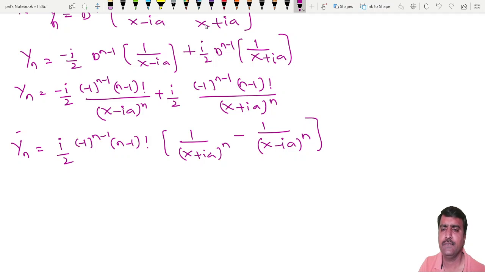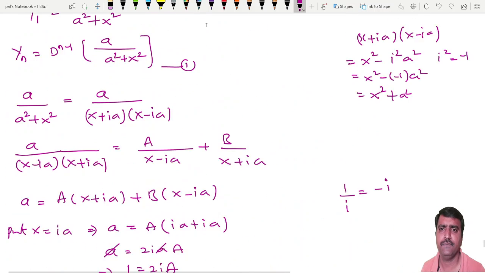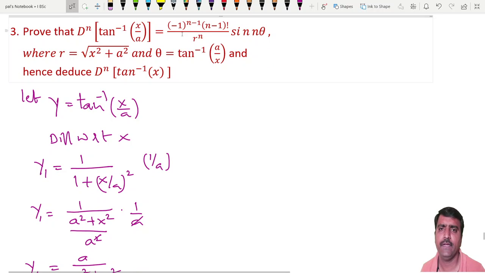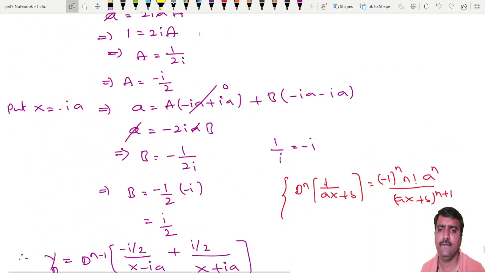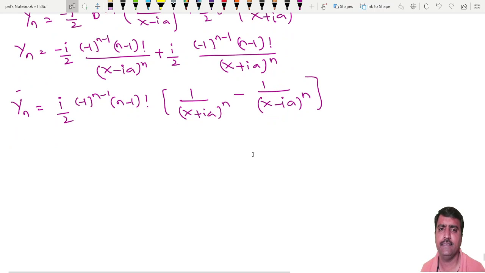Okay. So this is the nth differentiation of tan inverse of x by a. So this is not our desired result. We have to show that it is minus 1 to the power n minus 1, n minus 1 factorial by r to the power n. So minus 1 to the power n minus 1 is there, n minus 1 factorial is there. But this is not our desired result.